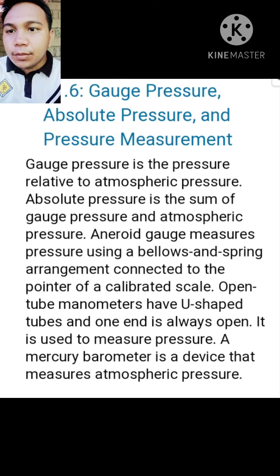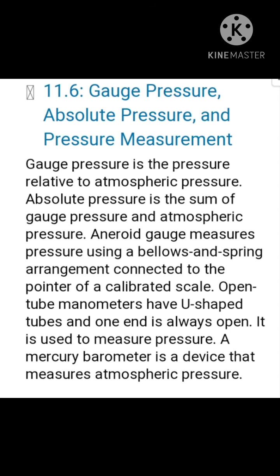Gauge pressure, absolute pressure, and pressure measurement. Gauge pressure is the pressure relative to atmospheric pressure. Absolute pressure is the sum of gauge pressure and atmospheric pressure. An aneroid gauge measures pressure using a bellows and spring arrangement connected to the pointer of a calibrated scale. An open tube manometer has a U-shaped tube and one end is always open. It is used to measure pressure. A mercury barometer is a device that measures atmospheric pressure.